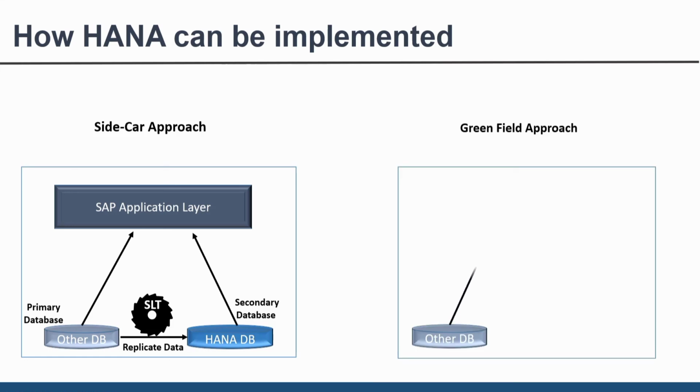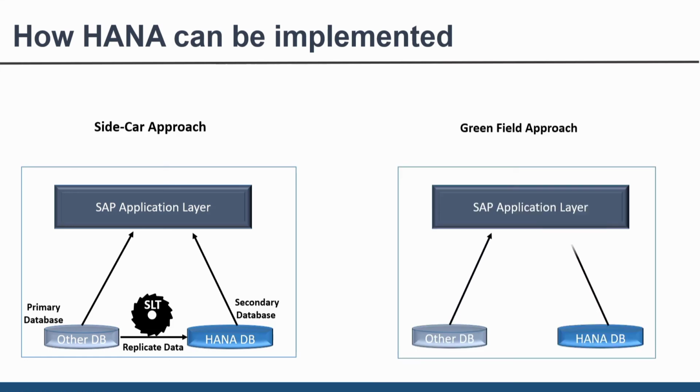The second approach is a greenfield approach, in which you are currently using any other non-HANA database and you want to move to HANA database, so you directly move from the existing database to HANA database. You do not use HANA database as a secondary database or sidecar. This is an implementation project in which you will directly start using HANA database. So these are the two different approaches for implementing HANA database.